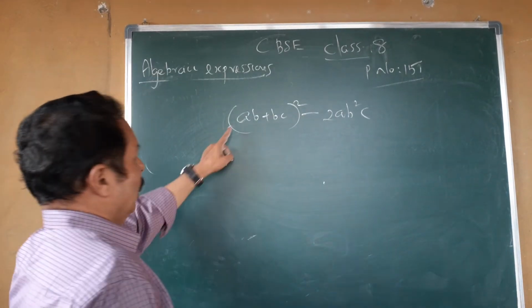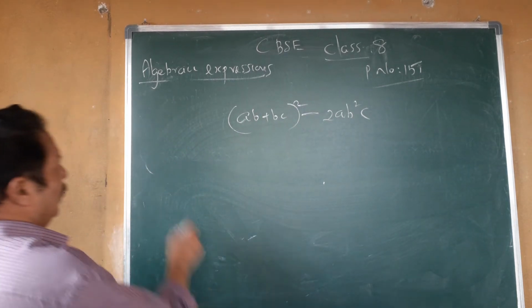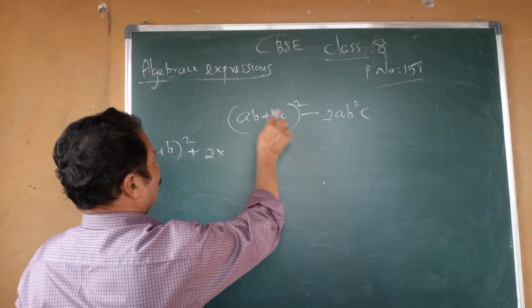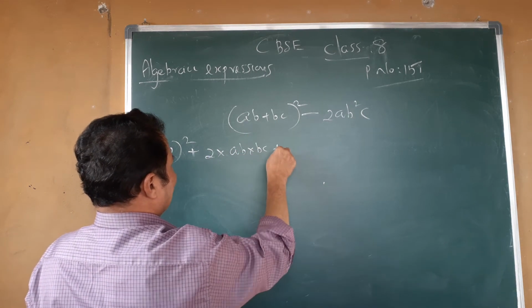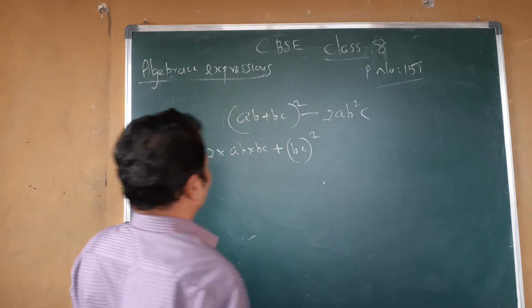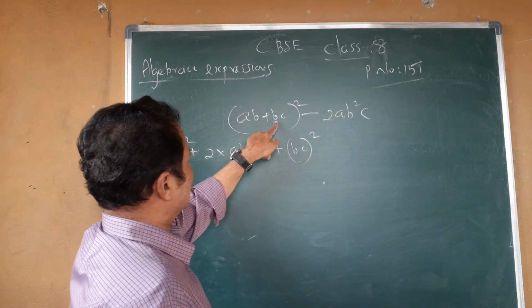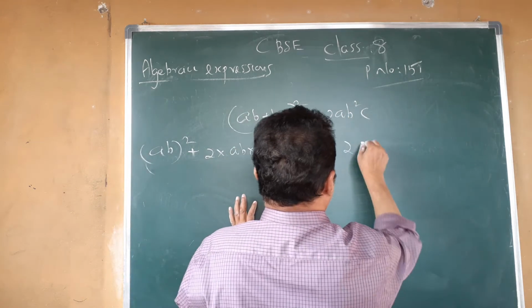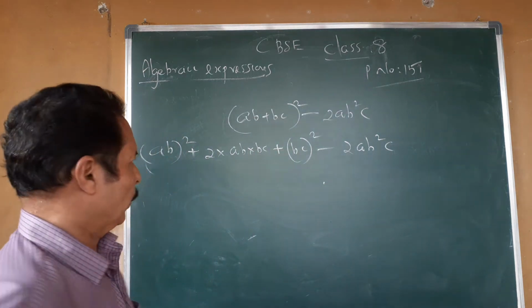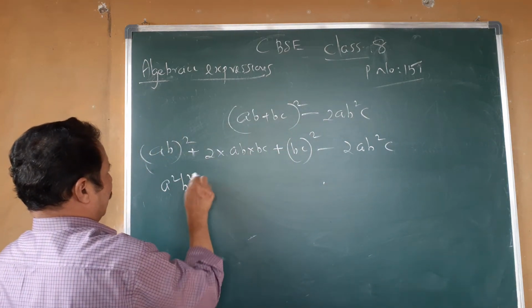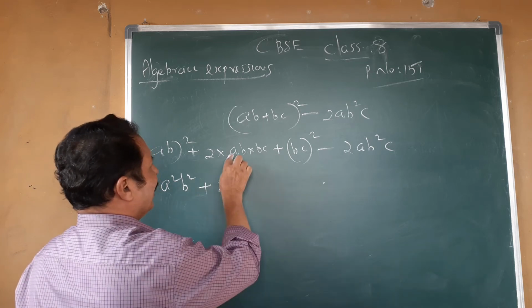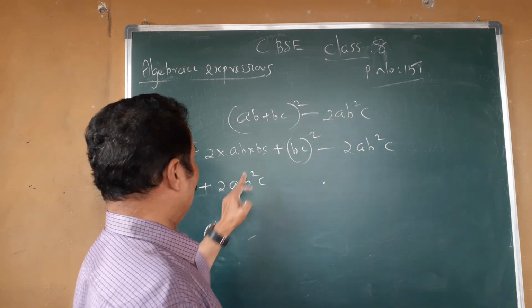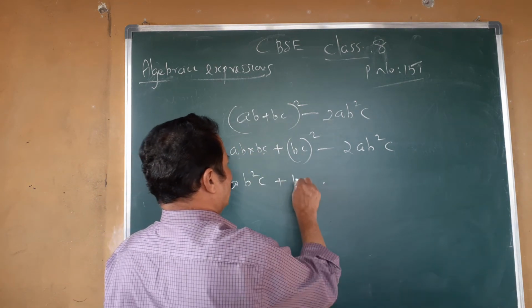Are you ready? Now this one is (a plus b) whole square. a square means (ab) whole square plus 2 into first term into second term, plus second term square (bc) square. First term square, 2 into this term, that term, second term square. a square b square, 2ab into bc, minus the third term 2ab square c. Are you ready? Now this is a square b square plus, if you multiply 2, ab into bc, you get 2ab square c. b into b is b square. This is b square c square.